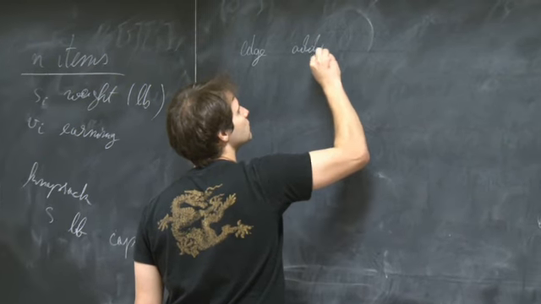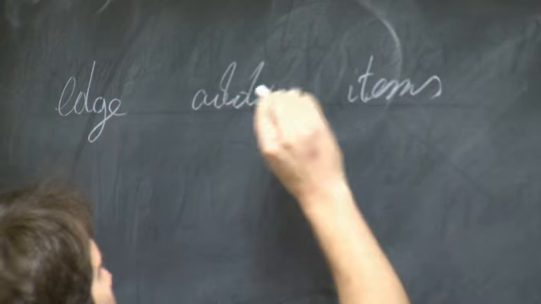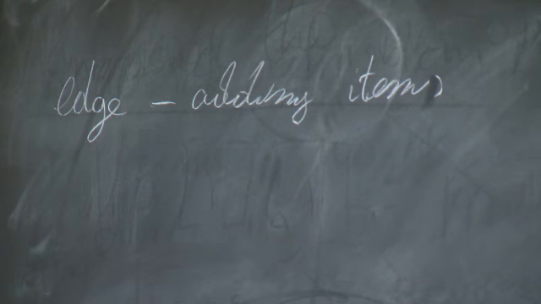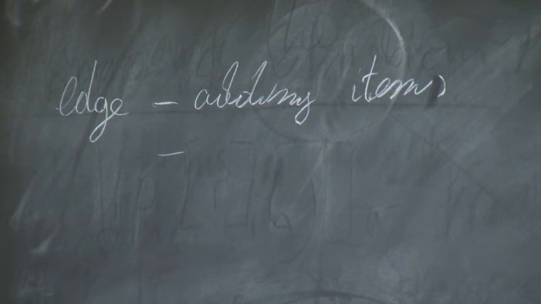And the node is a state. So what's the weight going to be on an edge? If the edge means I'm taking an item, then the weight is going to be what? The weight of the item you're adding. The earning associated with that.